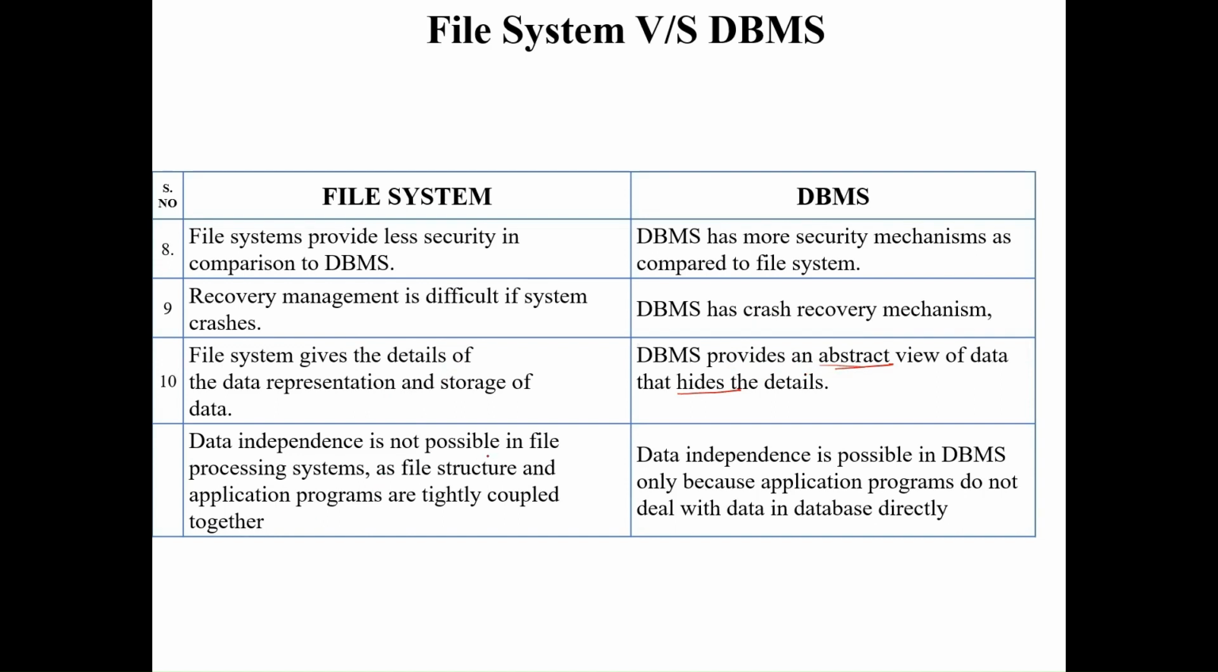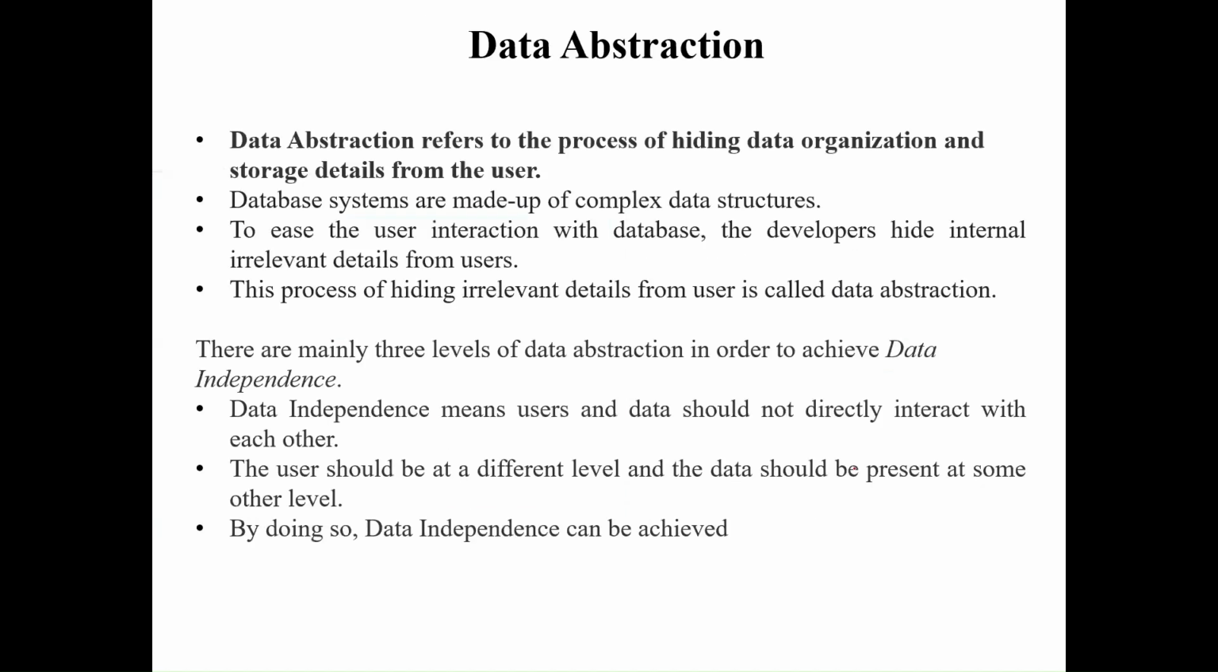Data independence is not possible in the file system, where file structure and application programs are tightly coupled together, but here data independence is possible. If some changes are made in the physical layer, there is no difference in the logical layer or the upper layer. Similarly, for logical data independence, if we make changes in the logical schema, then application programs will not be affected. So data independence is available in the DBMS, which is not possible in the file system.